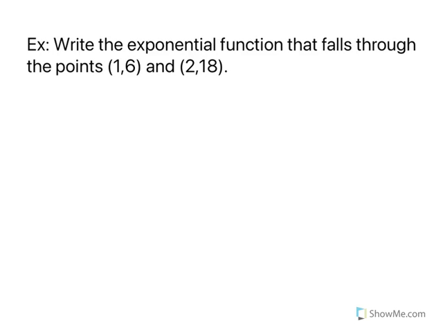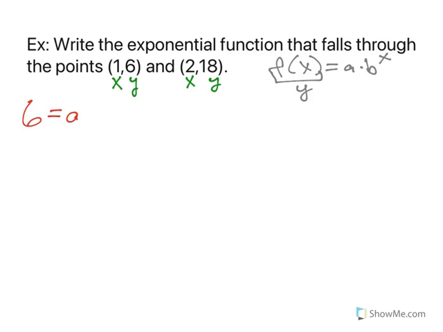So write the exponential function that passes through the points (1, 6) and (2, 18). Okay, so first of all, we have x, y, x, y. So if I think about f of x equals a times b to the x, remember, f of x is the same as y. So let's plug in what we know. I know that 6 equals a times b to the first power. And I know that 18 equals a times b to the second power. And at this point, if you're thinking, Becky, this looks real hard, don't worry, stay with me here. Okay, so that's step 1.